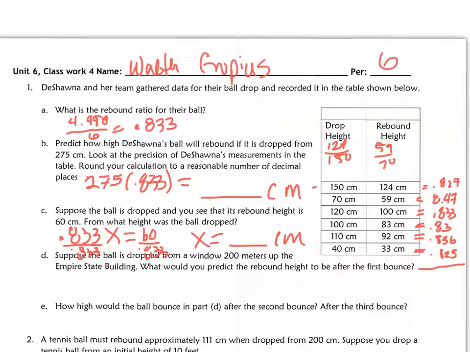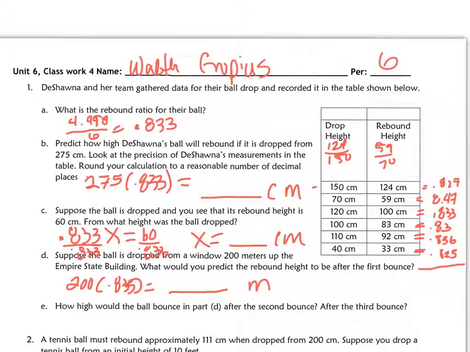It says suppose the ball is dropped from the window 200 meters up on the Empire State Building. What would you predict the rebound height to be? Well, meters and centimeters, the rebound ratio is going to be the same. So we're going to go 200 times 0.833. What do you get? That is going to be in meters.